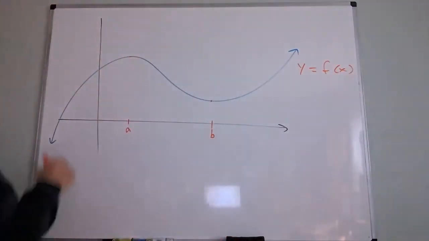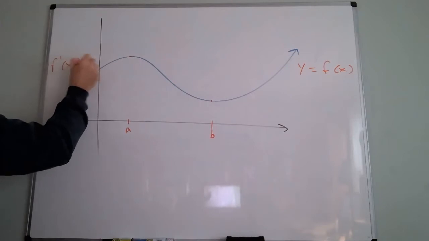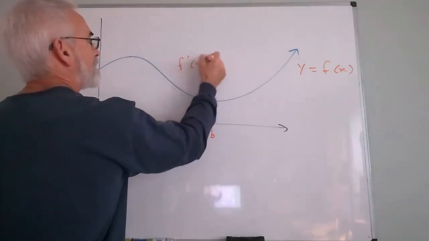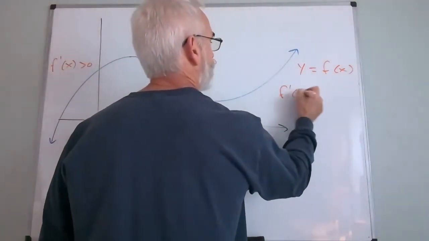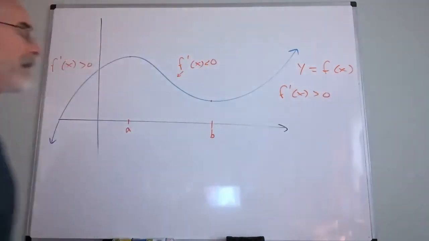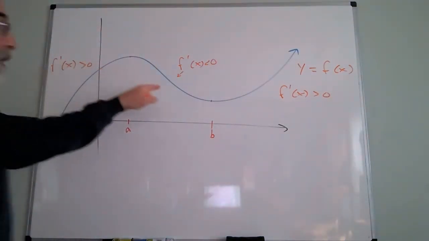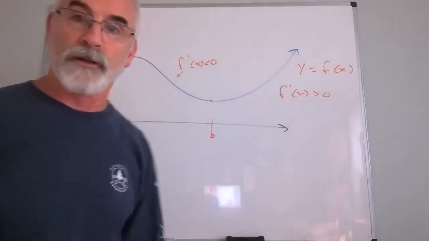We already know in this region right here, f prime of x is positive. In this region right here, f prime of x is negative. And in this region right here, f prime of x is positive. Why? Because the graph's going uphill. All of my tangent lines would have positive slope, then negative slope, then positive slope. That's kind of a no-brainer.